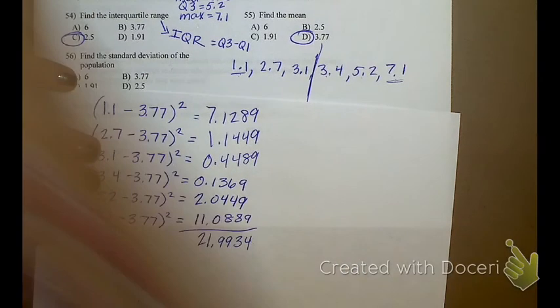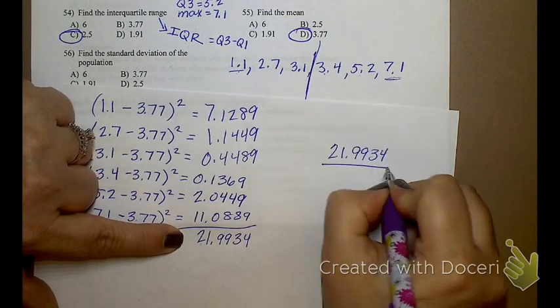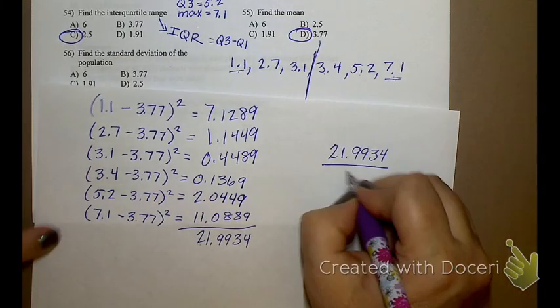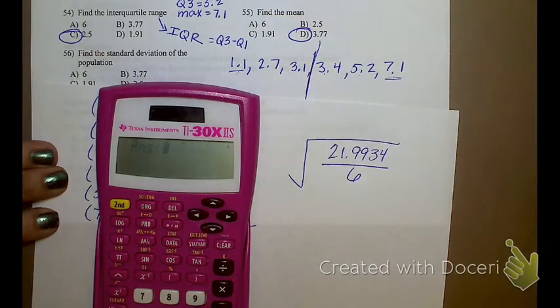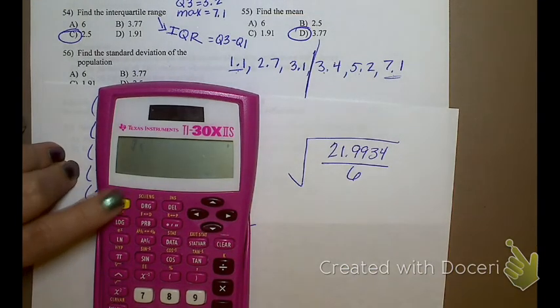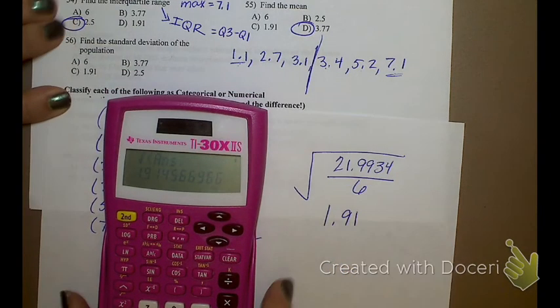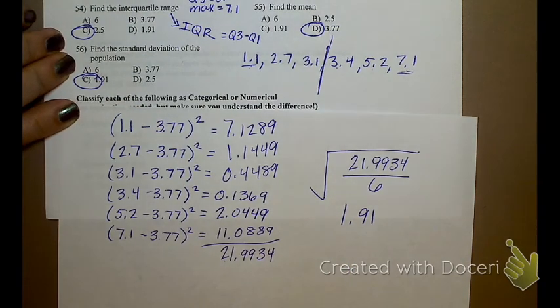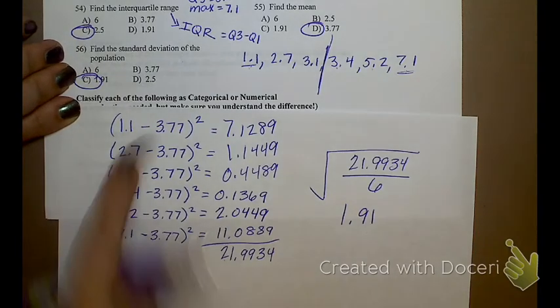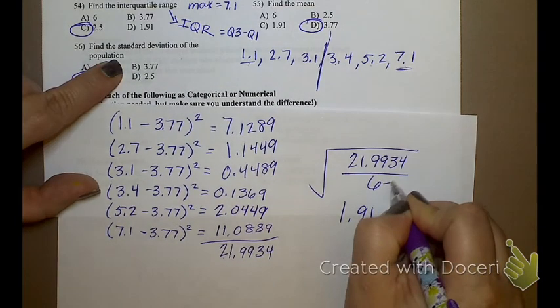How do I find my standard deviation from there? Because that was the hard part. I take this 21.9934, divide it by how many there were, 1, 2, 3, 4, 5, 6, and take the square root of it. So there's my number, divided by 6, and I'm going to square root the previous answer. I get 1.91, which is option C. So all of those go quick except standard deviation. You may want to put something on your pink sheet reminding you of this process for standard deviation. Now this was for population. If this was a sample, we do this.